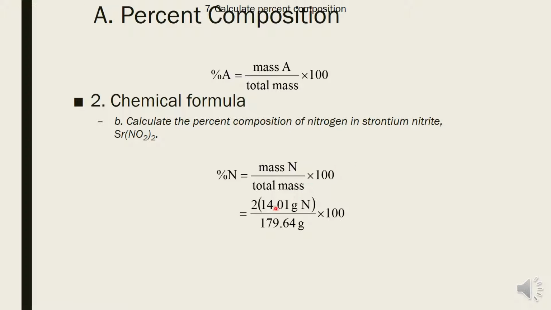Notice here we have 2 moles of nitrogen. Look at the formula. There would be 2 moles of nitrogen in every mole of the compound. So 2 times 14.01. The molar mass of the whole thing is 179.64 grams. So that's where we get our total mass. Do the calculation, 15.60% nitrogen.